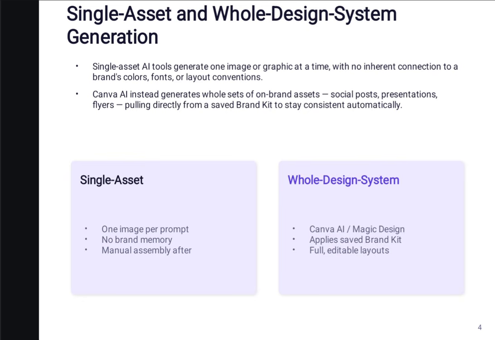Single asset: one image per prompt, no brand memory, manual assembly after. Whole design system: Canva AI, Magic Design, apply saved brand kit, full editable layouts.